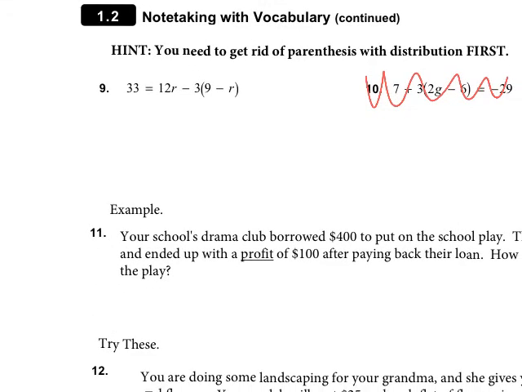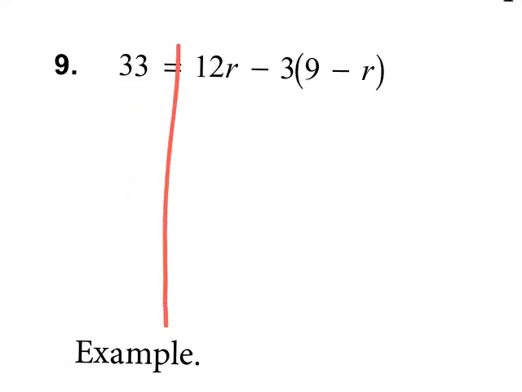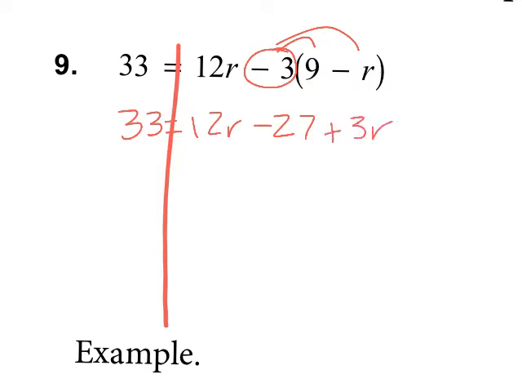Okay, so I need to distribute first. I'm taking this negative 3 because that's what's sitting in front of the parentheses. You do want to take the sign with it. So 33 is going to hang out. 12r is going to hang out. Negative 3 times 9 is negative 27. A negative times a negative is a positive. 3 times r is just 3r. I still want to combine like terms before I do anything else. So 12r and 3r makes 15r.